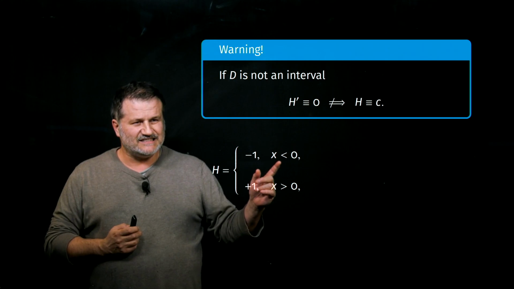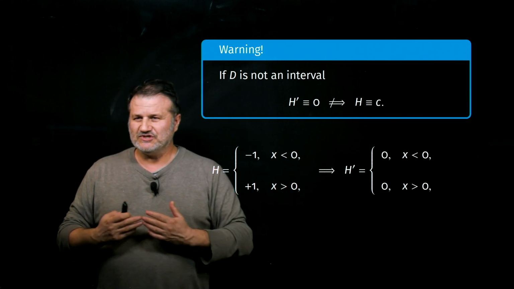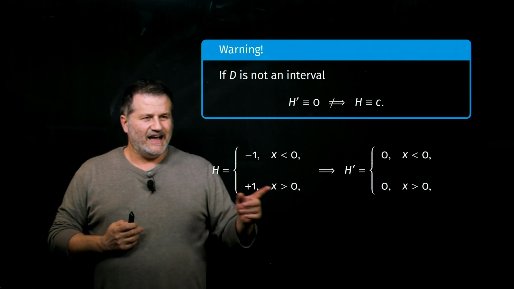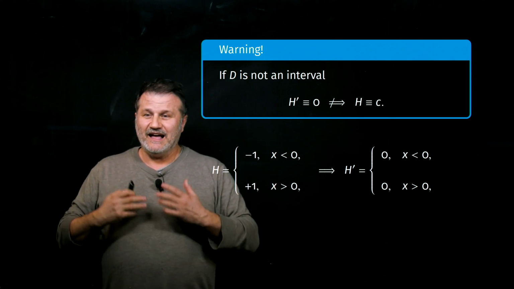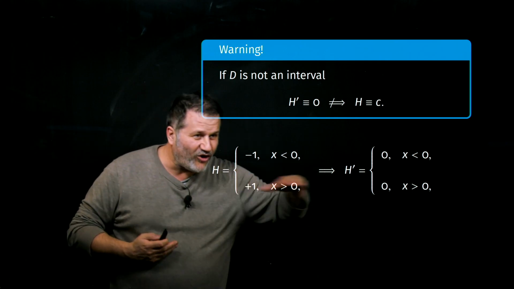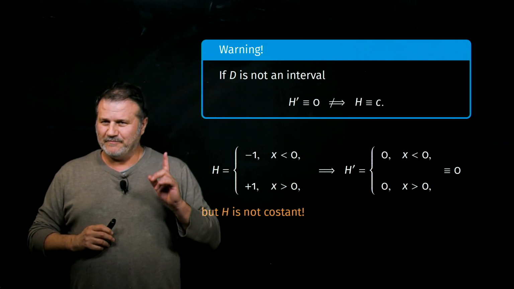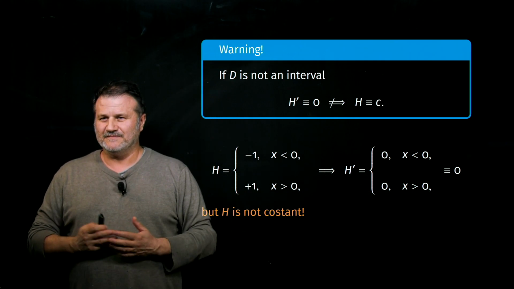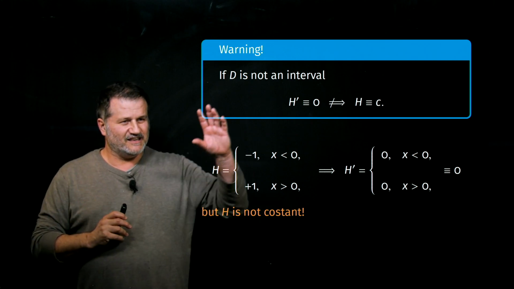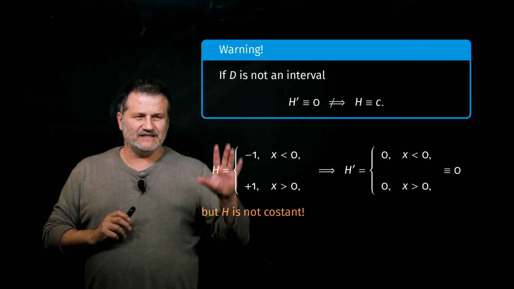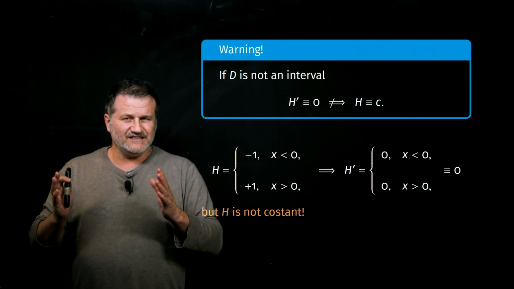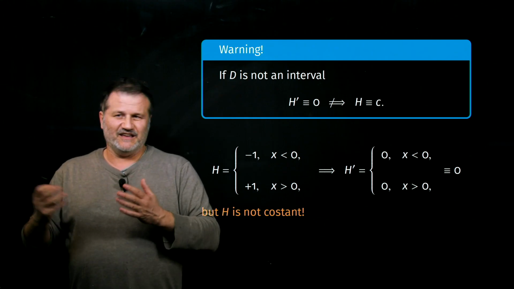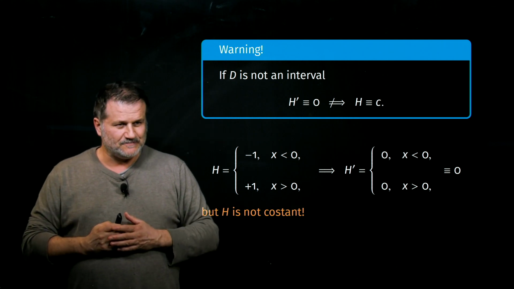But for x less than 0, the derivative is clearly equal to 0, because the function is constant, and for x positive, the derivative is as well equal to 0. And therefore, this function has derivative always equal to 0. But it is not constant. Okay? So this is an important remark. The fact that two primitives differ by a constant is true if and only if basically we are on an interval.